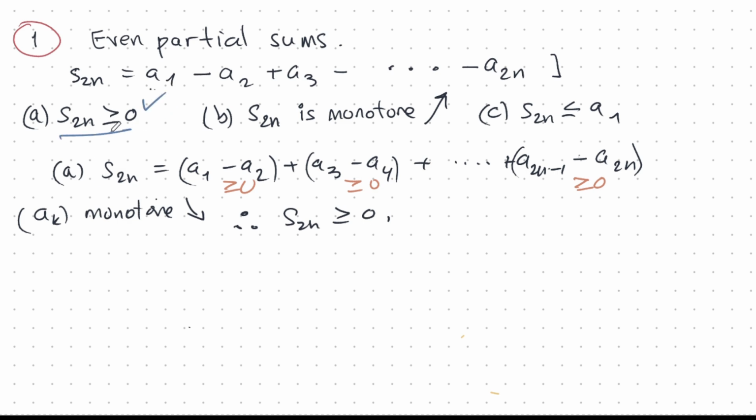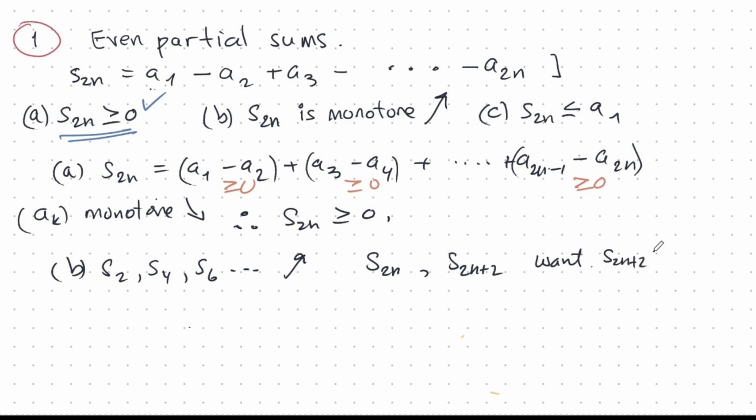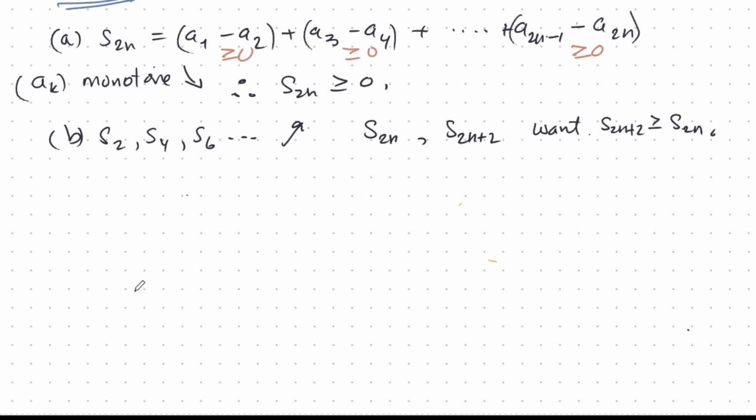So great, we did this one. Now we have to go for B, monotone increasing. So this sequence S_2, S_4, S_6, and so on, is an increasing sequence. How do we prove that? Well, we'll take two terms, S_2n and then the next term, S_(2n+2), and compare them. This is what we want to show: that S_(2n+2) is greater than or equal to S_2n. If that's the case, then it's monotone increasing. That's the definition of monotone increasing.